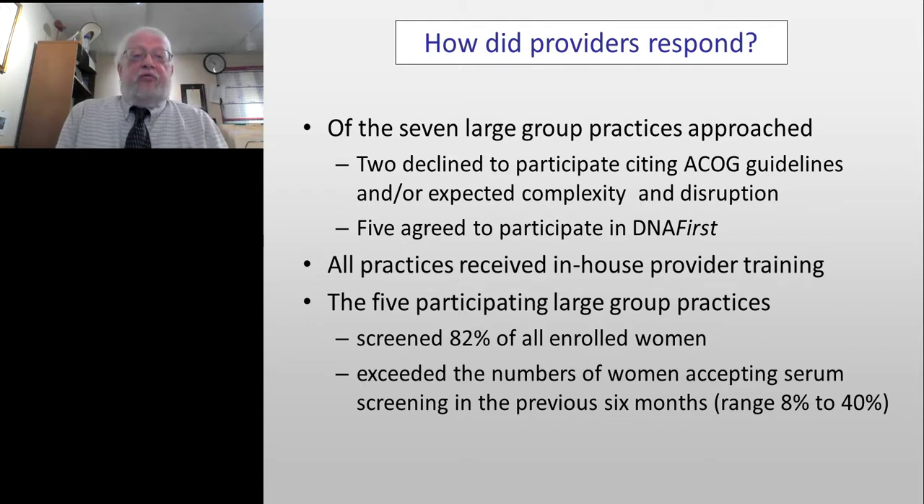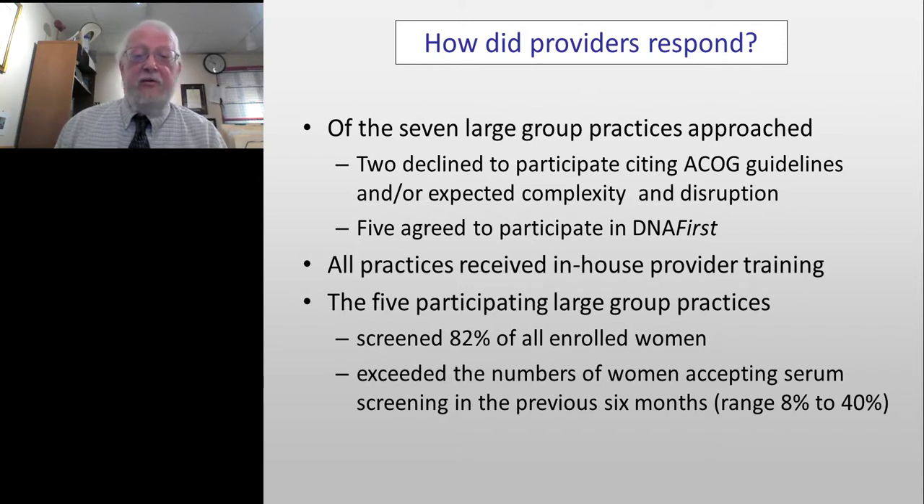So there were really 7 large group practices in Rhode Island. Rhode Island's a very small state, but of the 7 large practices, 2 said, I'm not interested. ACOG says you shouldn't do this in the general population, which was true in 2014 when we did this. Or they thought, oh gosh, DNA, this is too much. But 5 of them said, yeah, sure, we'll give it a shot. And all of them received in-house training. Those 5 centers ended up enrolling 82% of the women. So they were the majority group as expected.